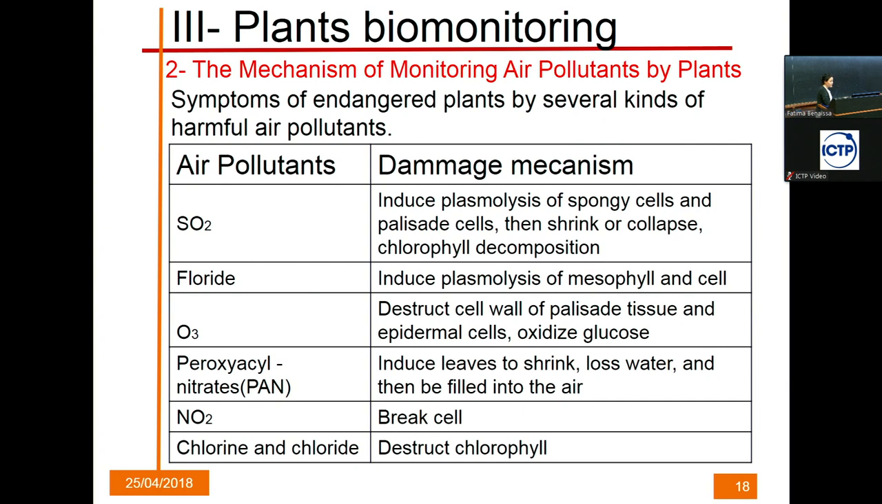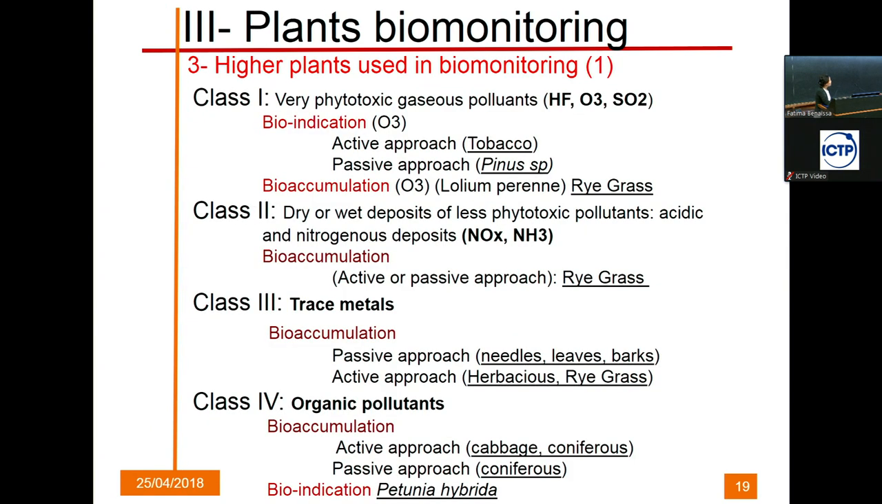So here we see some damage mechanisms due to pollutants. Firstly, sulfur dioxide, which affects chlorophyll decomposition, ozone, which destroys the cell wall of palisade tissue and epidermal cells, and chlorine, which destroys chlorophyll. So each pollutant has its effect on plants. When we conduct a study about biomonitoring, we have to use three groups of plants: higher plants, moss, or lichens.